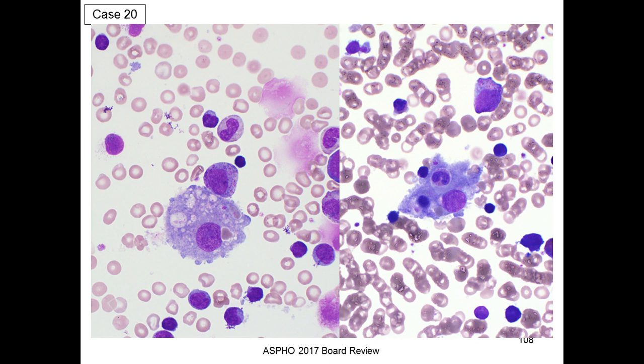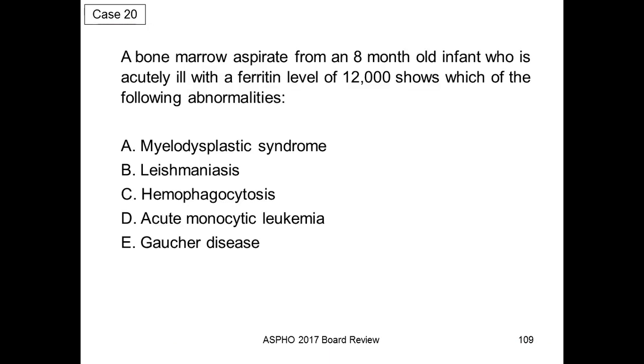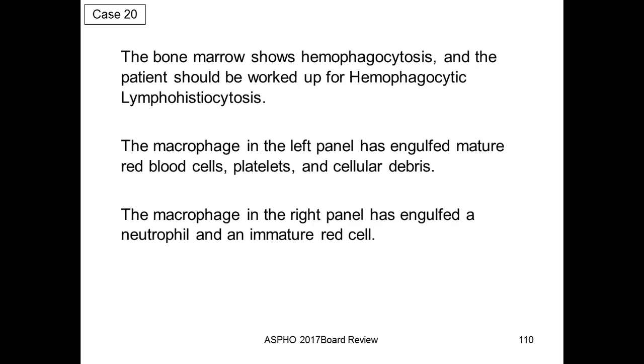So here are the cells again. There are two very large cells in question in the middle of both fields. So this is a good example of hemophagocytosis. So this patient should be worked up for HLH. The macrophage in the left panel has engulfed mature red blood cells, platelets, and cellular debris. The macrophage in the right panel has engulfed a neutrophil and an immature red cell. In HLH, you tend to see the macrophages engulfing all the different lineages of cells. And it is typically more severe in cases of congenital HLH than acquired HLH.